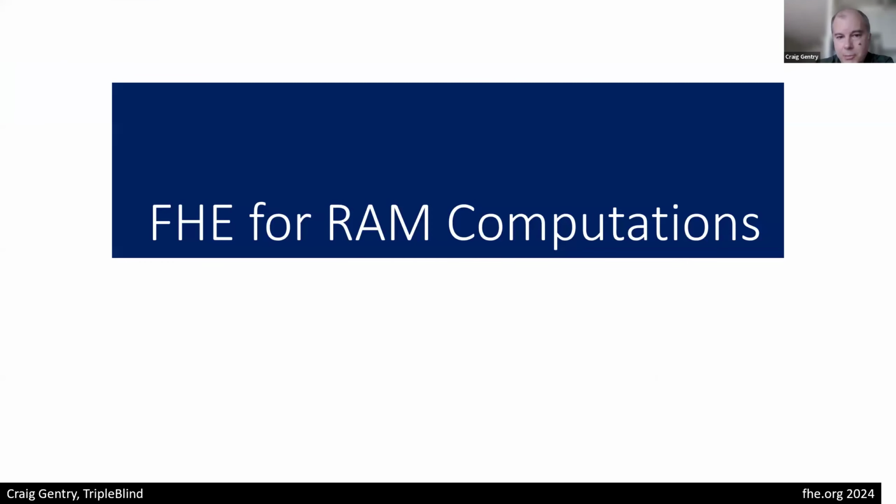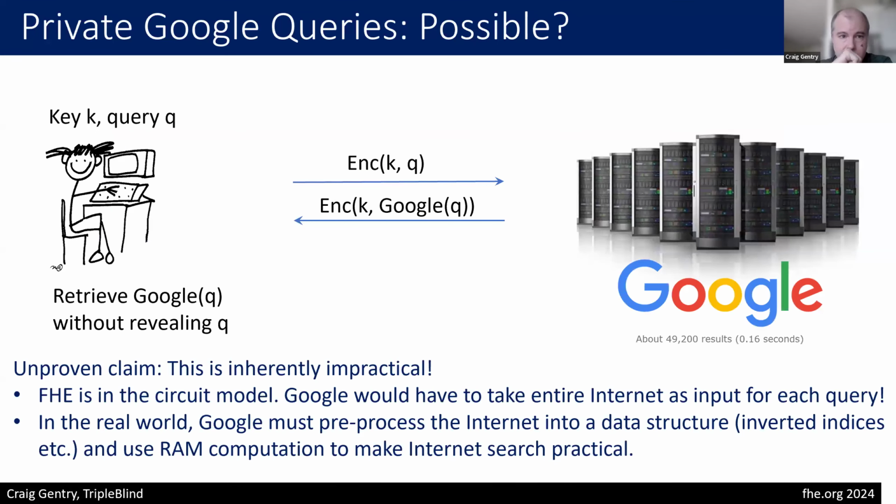Okay, so I just want to talk about this one result. It's not my result, but I think it's the most theoretically interesting result that I've seen in the past 2 years, just because I didn't think it was possible. And so the basic question, or example, I guess, is private Google queries. Can we do them? Is it feasible to use fully homomorphic encryption to do a Google query in a semi-practical way?